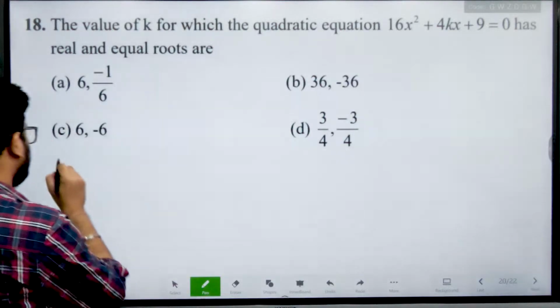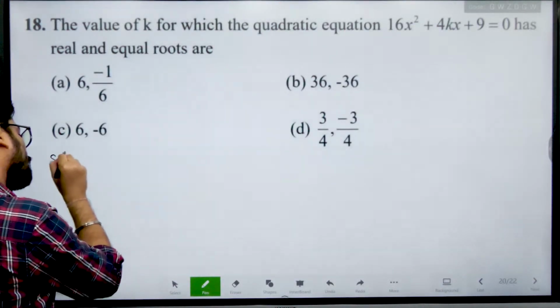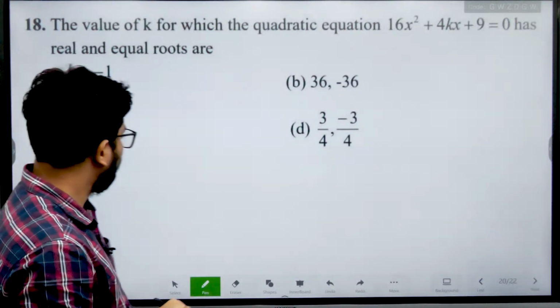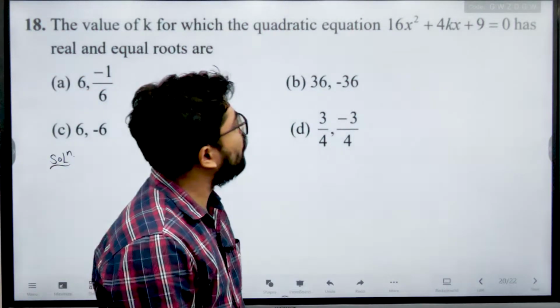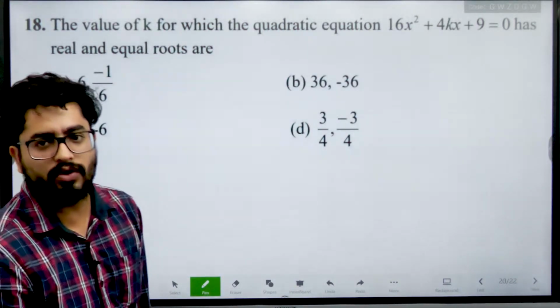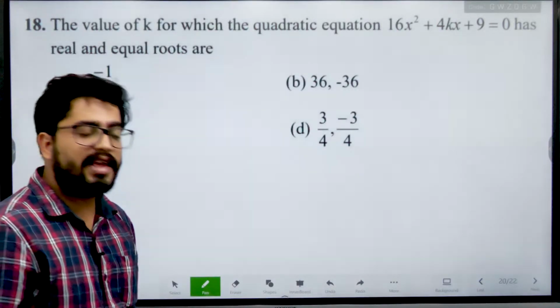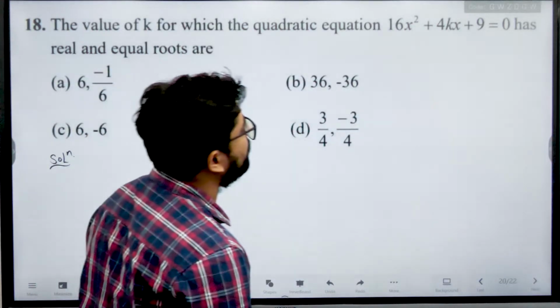So your 18th question is, we are given the equation, and we have to find the values of k for which the quadratic equation has real and equal roots. A quadratic equation has real and equal roots whenever its discriminant is 0.